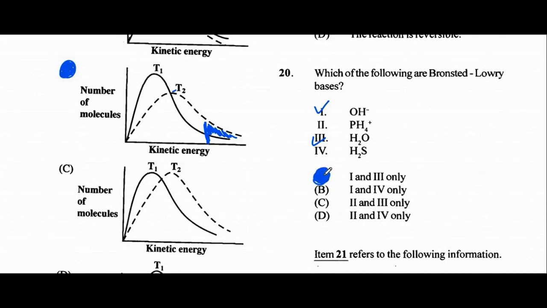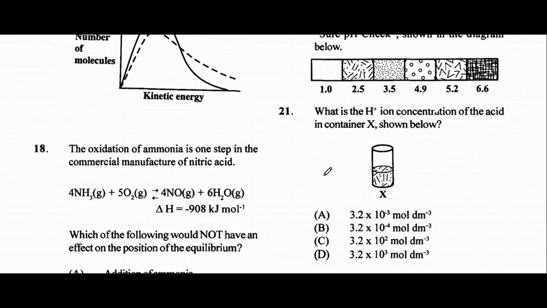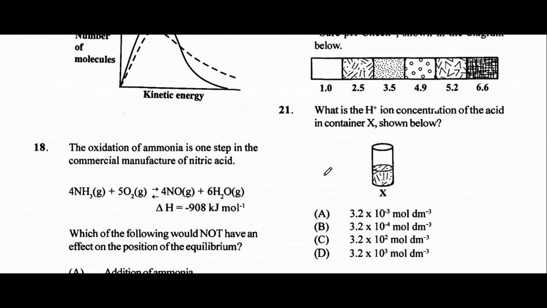Alright, let's go down to 21. It says, item 21 refers to the following information. Scientists have invented a new indicator called Sure pH check, shown in the diagram below. What is the H plus ion concentration of the acid in the container X shown below? So this looks like this right here, that 2.5 thing. They're testing my artistic abilities now.